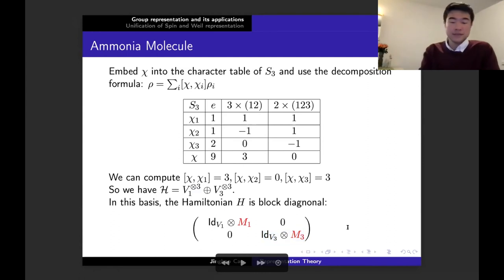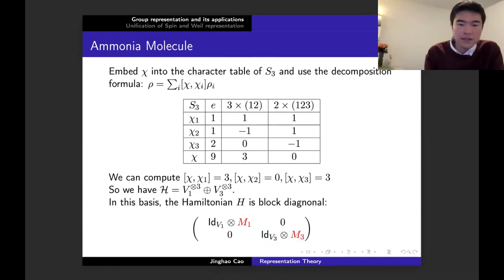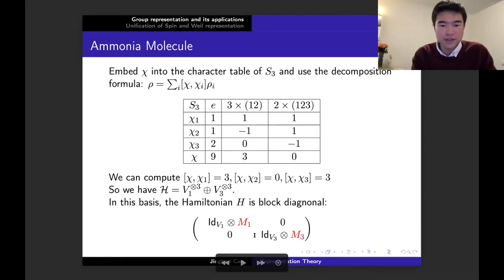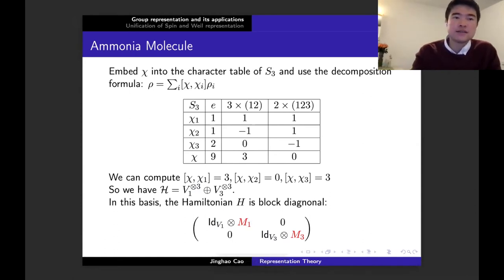And now it's easier to diagonalize the Hamiltonian. Even though we don't know the Hamiltonian, we already know, before knowing it, that it's going to look like this if we choose an obvious basis. And now instead of diagonalizing a 9 by 9 matrix, we only have to diagonalize two 3 by 3 matrices. And that's easy because we know how to do that. So that's basically one example of how representation theory helps us to solve physical chemistry problems as well.